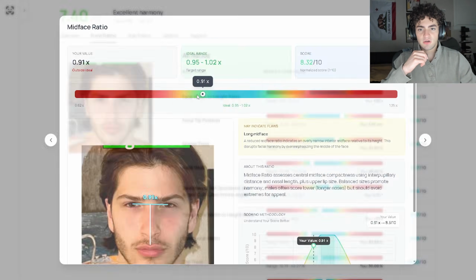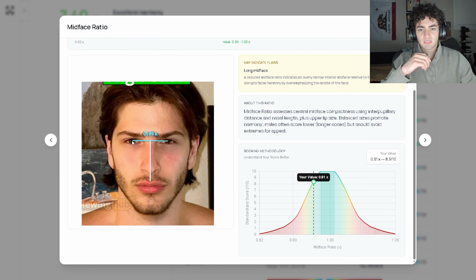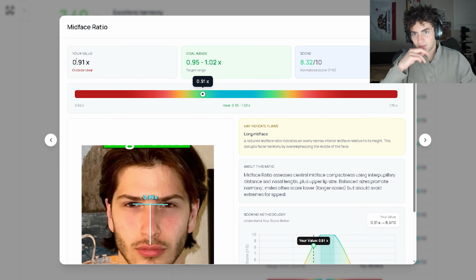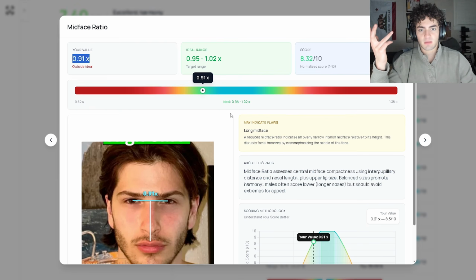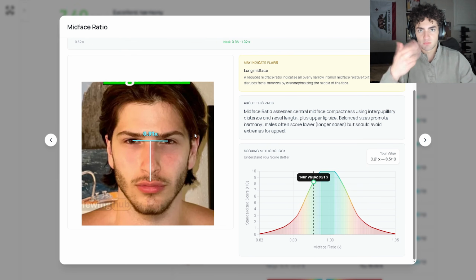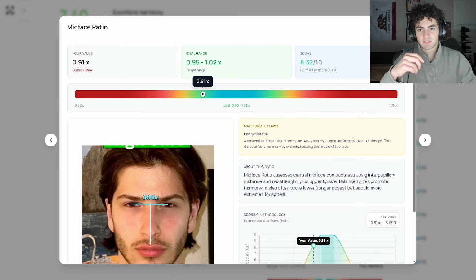His mid-face ratio, so mid-face ratio is checking if the distance between your pupils and the height of your mid-face are the same, and for him the distance between his pupils is 0.9 times longer than the height from his lips to his pupils. So yeah, typically one needs to be the same line, which would make a mid-face ratio 1 to 1, but his is 0.9 to 1, which indicates a slightly long mid-face. If his eyes were farther apart, which I'm not saying they should be, this would make his mid-face closer to 1.